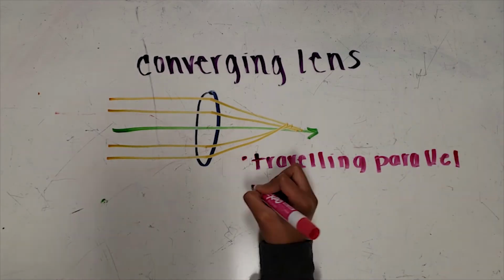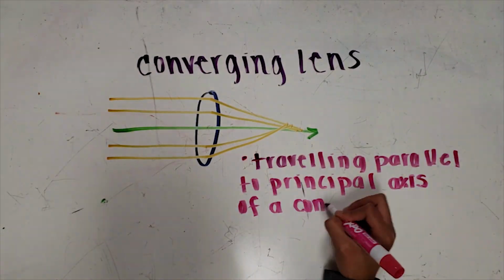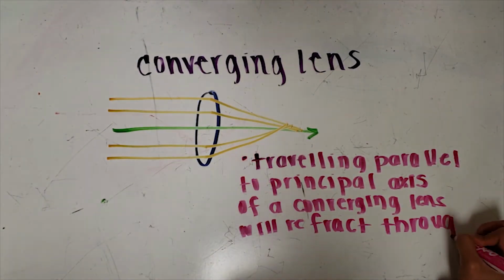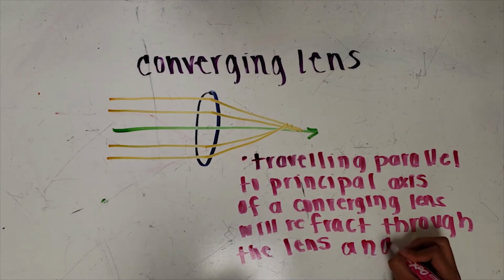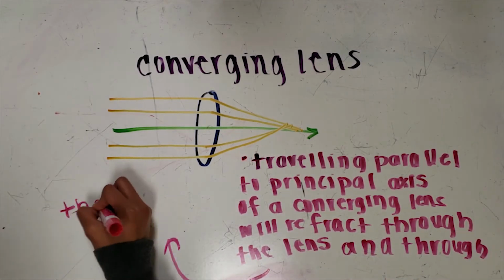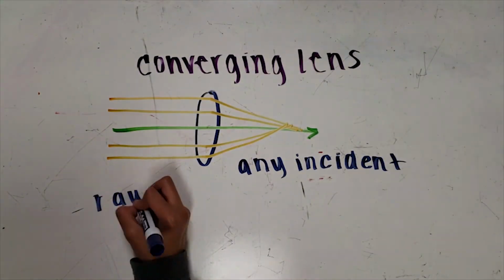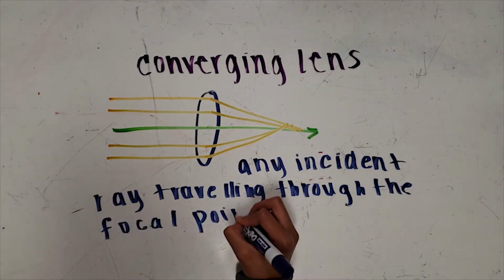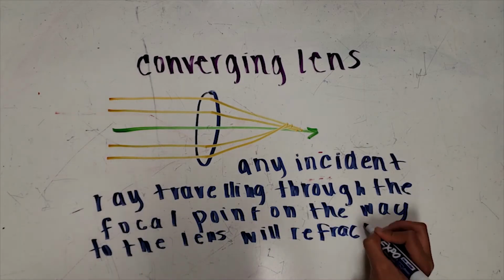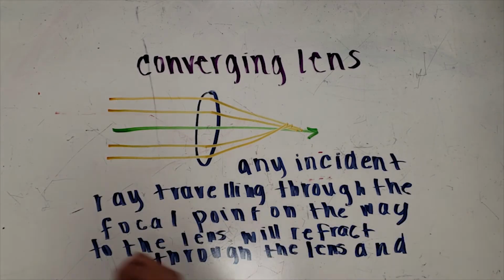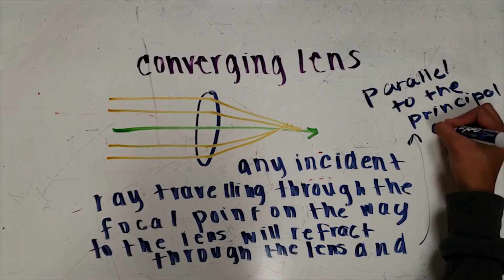Any incident rays traveling parallel to the principal axis of a converging lens will refract through the lens and travel through the focal point on the opposite side of the lens. Any incident rays traveling through the focal point on the way to the lens will refract through the lens and travel parallel to the principal axis.